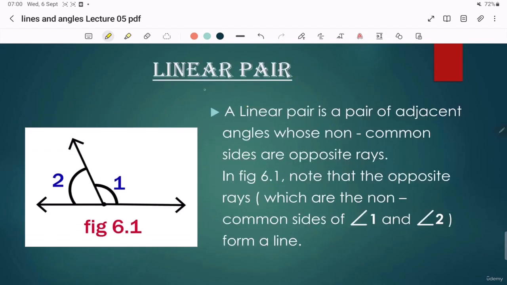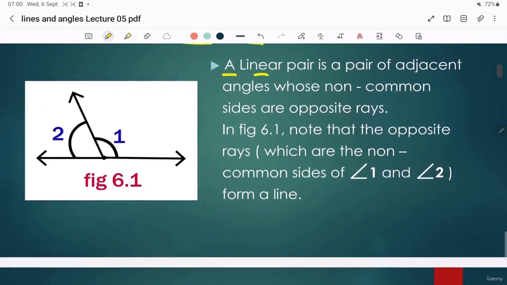Hi everyone. Today we will study linear pair. A linear pair is a pair of adjacent angles whose non-common sides are opposite rays.